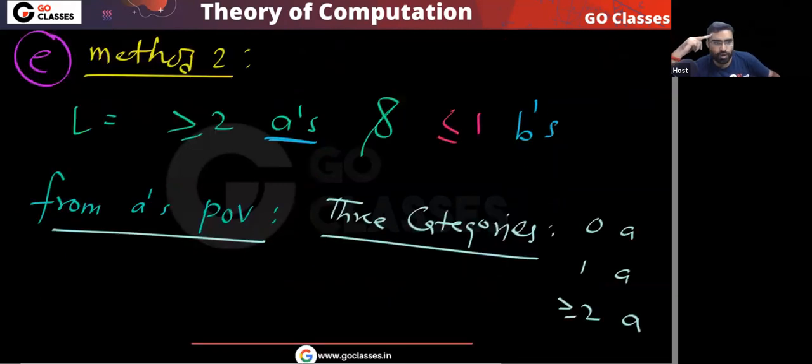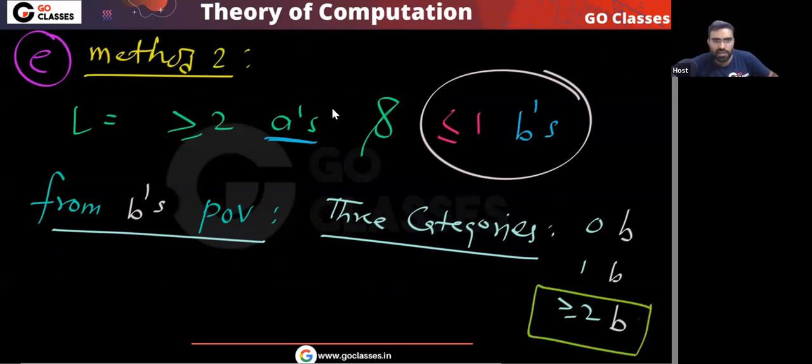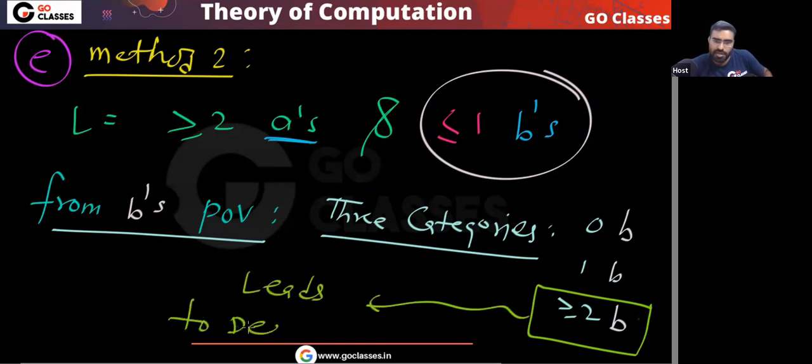Remember this point, that from B's point of view, what is happening? You tell me. Either you have 0B, or 1B, or you have more than or equal to 2B. You tell me, this will lead to dead state. Yes or no? Do you agree with me? See, this is fine, because we want at most 1B. This is what we want. So I can say this leads to dead state. Correct?